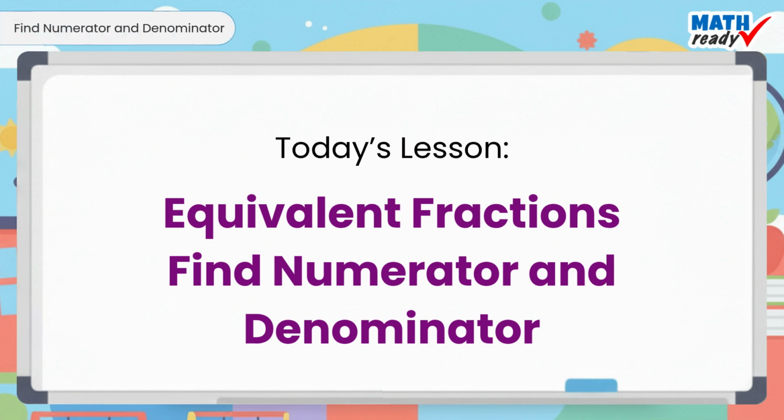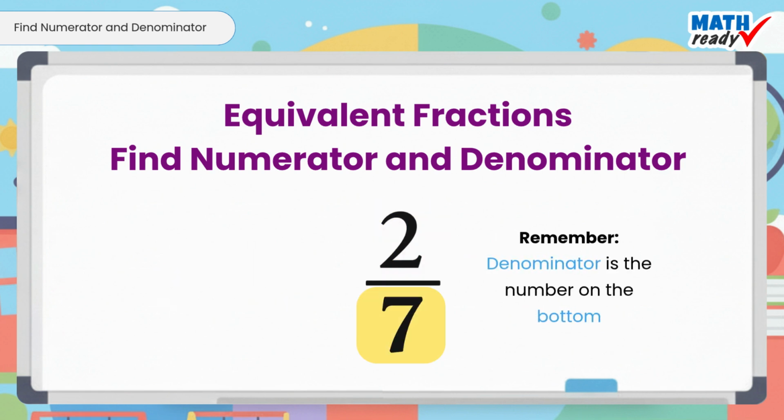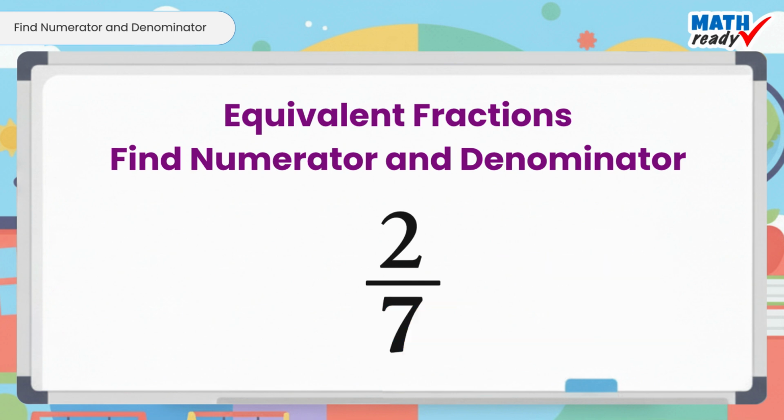Today, we are going to learn how to find the numerator and denominator using equivalent fractions. As we recall, in a fraction such as 2 over 7, the numerator is the number on the top, which is 2, and the denominator is the number on the bottom, which is 7. Let's look at the first example.